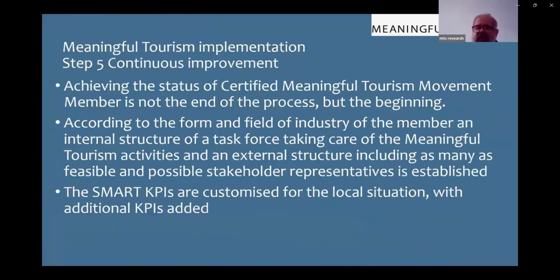So, as we said before, this training and implementation of KPIs is not the end of the story, this is the beginning of the story. So, of course, here, bigger companies, bigger organizations will have more ability to, and necessity also to create an internal structure with a kind of task force which is taking care of the meaningful tourism activities, and an external structure, including as many as feasible and possible the stakeholder representatives.